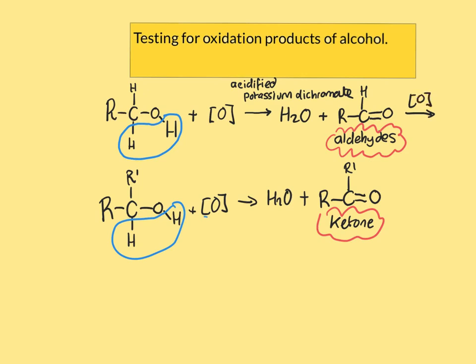And let's remind ourselves about tertiary alcohols, where the carbon to which the OH is attached is not joined to any other hydrogens. These are unable to undergo oxidation under normal laboratory conditions because, as you can see, there are no hydrogens directly attached. So the difference between aldehydes and ketones is that aldehydes can undergo further oxidation and ketones can't. So let's now look at a chemical test for aldehydes.